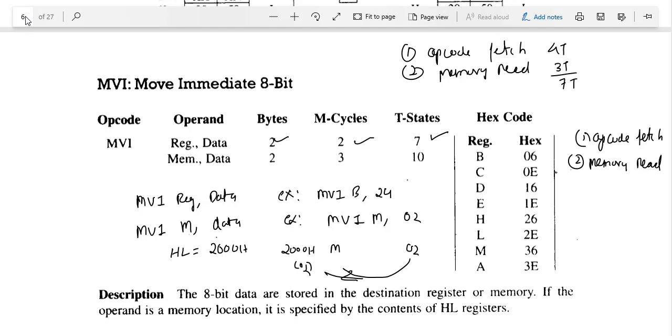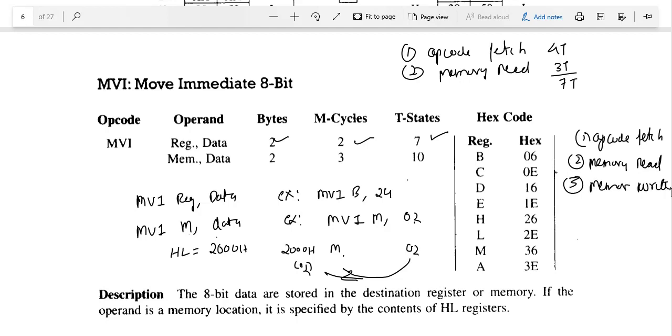So in this case, we have a 2-byte instruction. So at least there will be 2 machine cycles, opcode fetch and memory read. But we have to find the probability: is there any operation that is carried out outside? So yes, we are moving this data to this location. It means we are writing data to this memory location, and this memory is outside the processor. So we have another machine cycle, that is memory write.